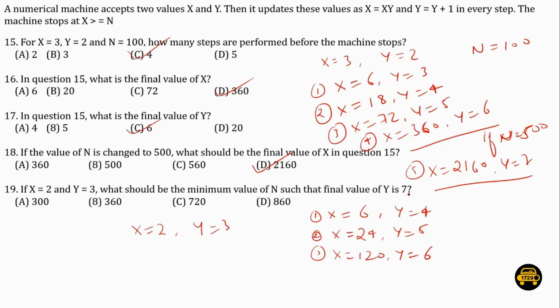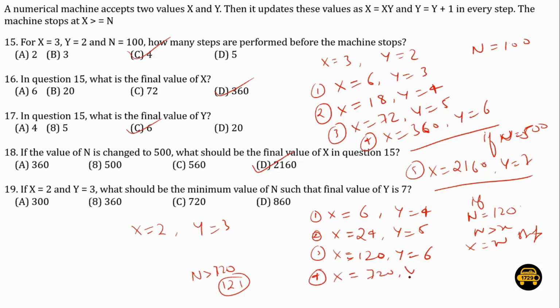Now, in order to reach y as 7, we need to have a value of n which should be, of course, greater than 120, because if n is 120, then the value of x will be equal to n and the machine will stop. If n is greater than x, then only the machine will run. So the minimum value, if we have to ensure y becomes 7, means n should be greater than 120, and the next value of n after 120 is 121. So the correct answer to this question will be 121.